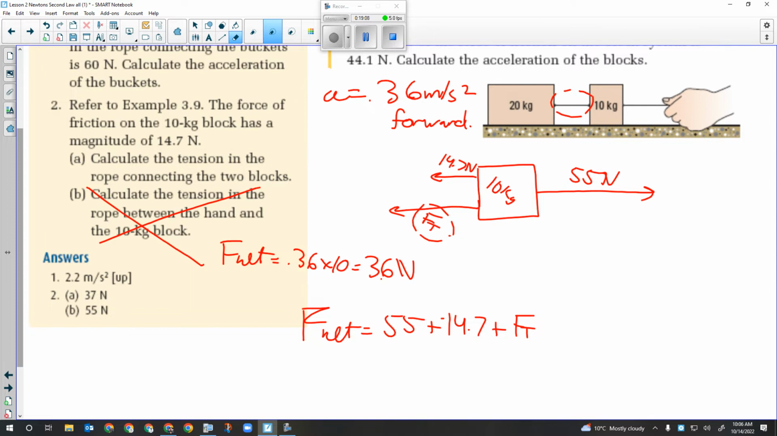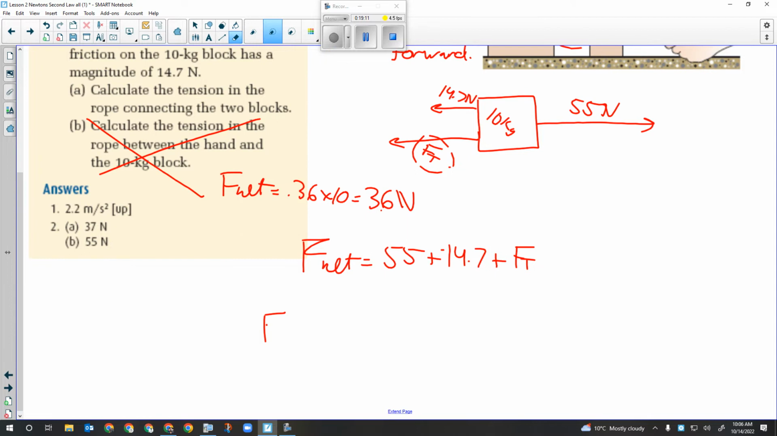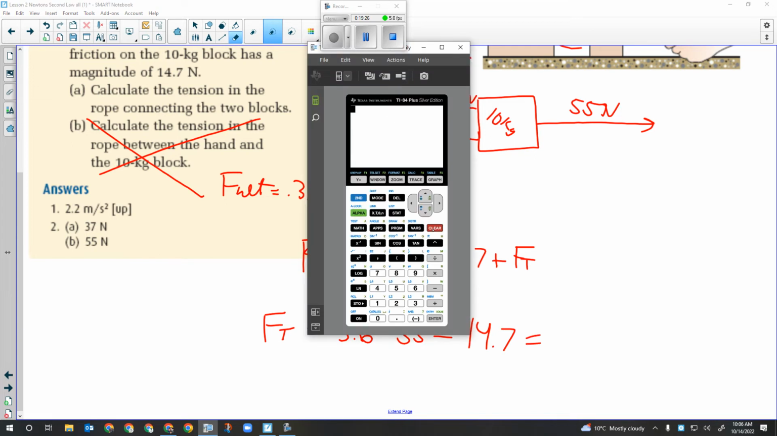So I'm going to isolate that force of tension. That means I'm going to take the net force, subtract the 55, and subtract negative 14.7. So 3.6 minus 55 plus 14.7. That looks like 37 newtons backwards to me. It came out negative because from the 10 kilogram box's point of view, that force is back. Everyone okay with that?